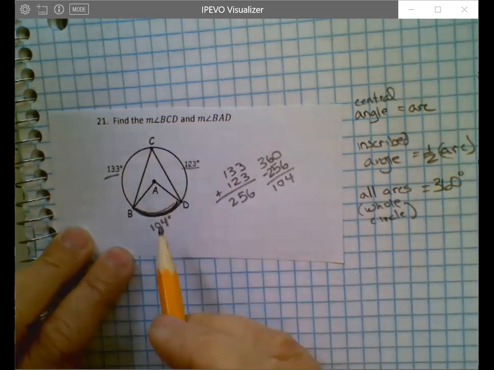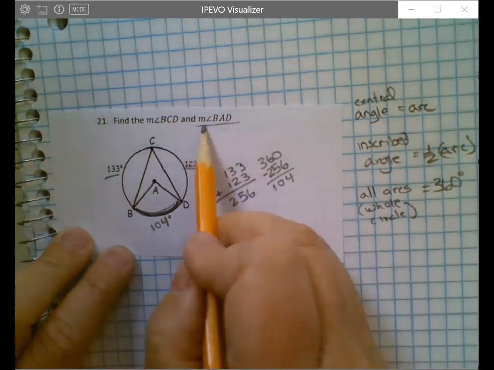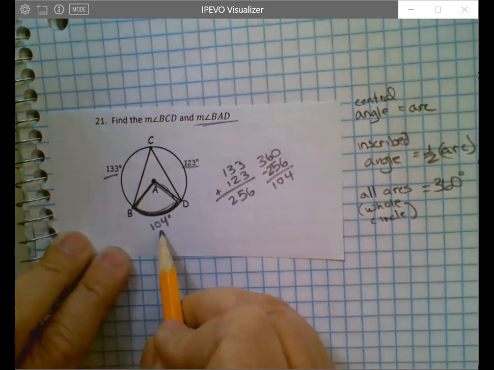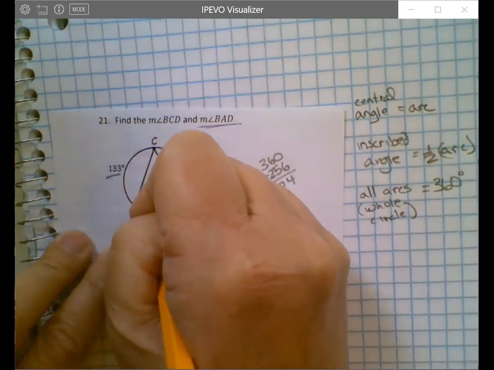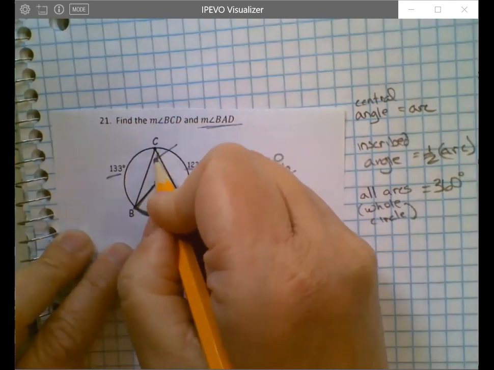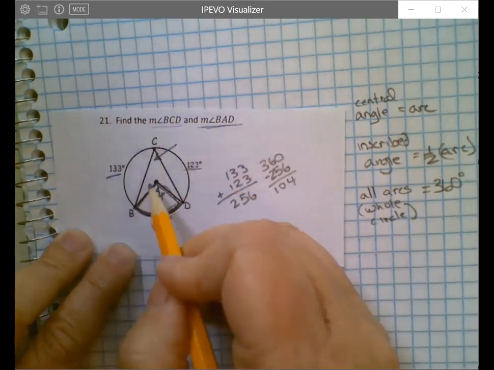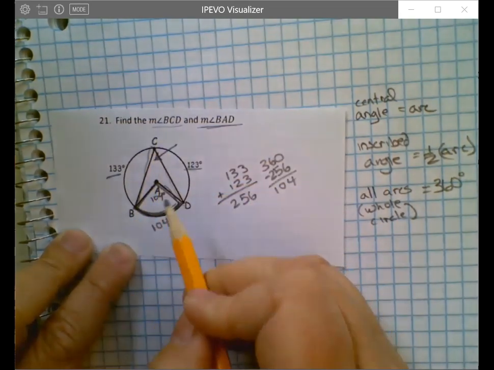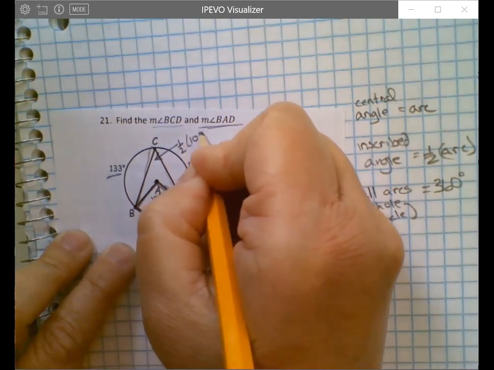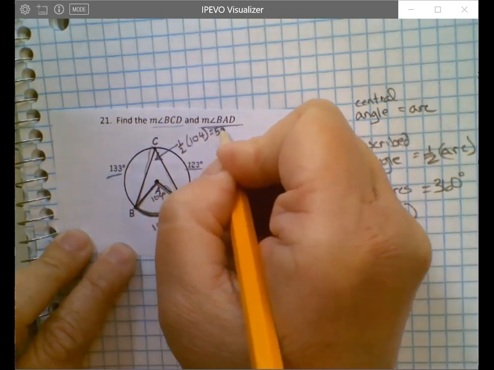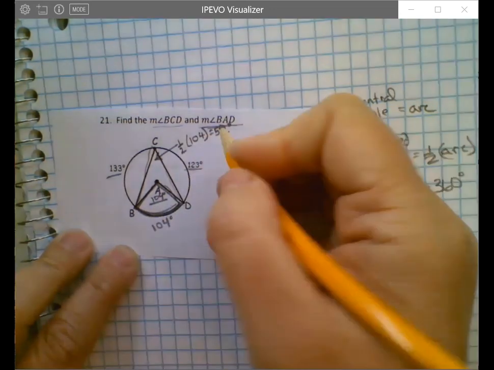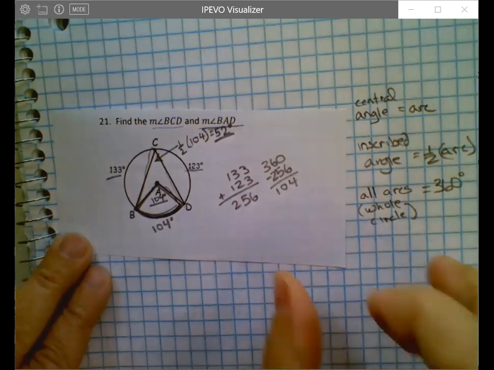Okay, right? So angle BAD, that's my central angle. That always has to be equal to the arc, so that is 104. And measure BCD, that's my inscribed angle. That's going to be equal to 1/2 of 104, which is 52 degrees. So I have 104 and 52.